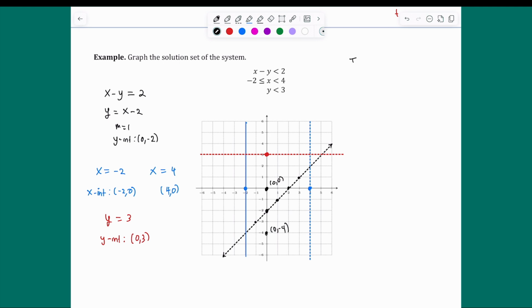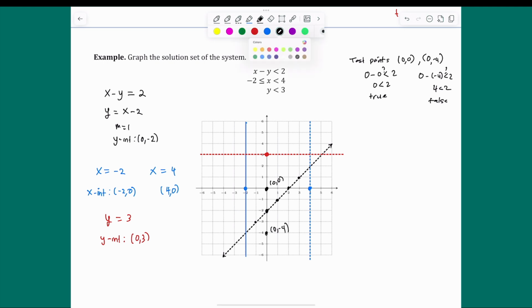And let's go ahead and do some test points. The first test point at 0, 0, we're going to get 0 minus 0. Is that less than 2? That's the question. Is 0 less than 2? That is a true statement. The other test point I chose was 0, negative 4. So 0 minus a negative 4. We should get a false statement here. Is 4 less than 2? That is definitely false. So that means we're going to shade the side of the graph that is above.